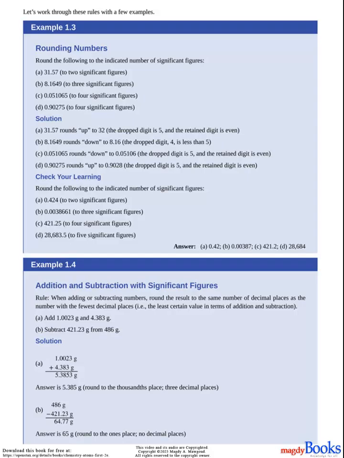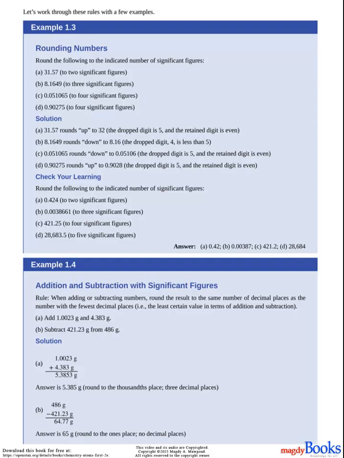Solution. A. 31.57 rounds up to 32. The drop digit is 5, and the retained digit is even. B. 8.1649 rounds down to 8.16. The drop digit, 4, is less than 5. C. 0.051065 rounds down to 0.05106. The drop digit is 5, and the retained digit is even. D. 0.90275 rounds up to 0.9028. The drop digit is 5, and the retained digit is even.